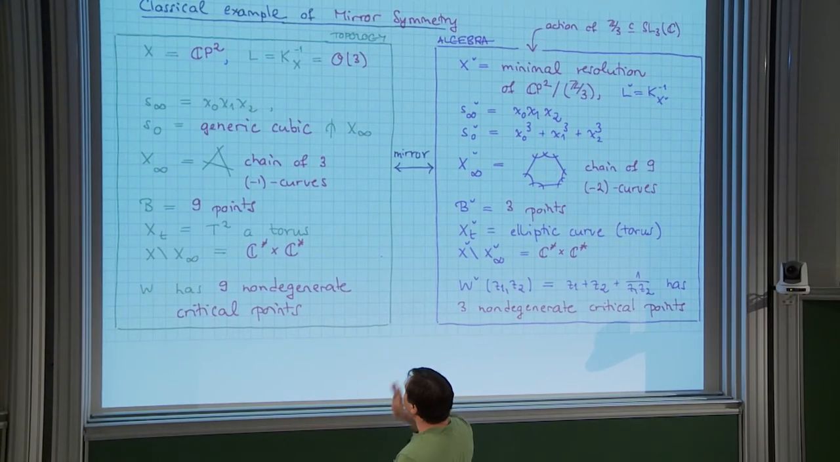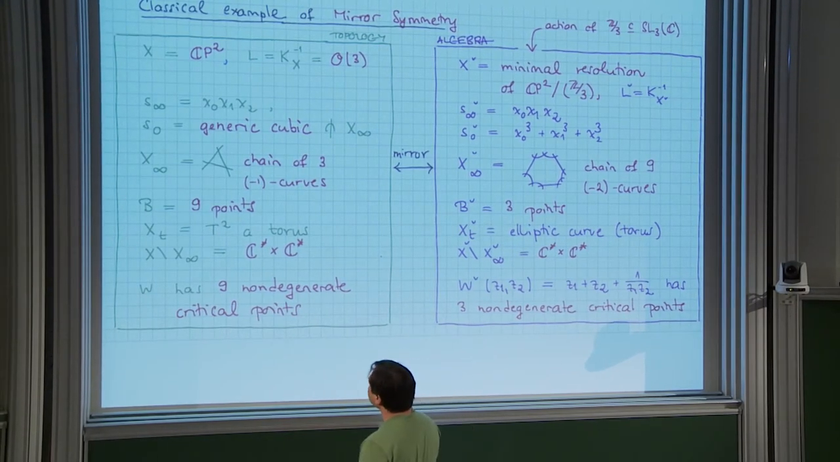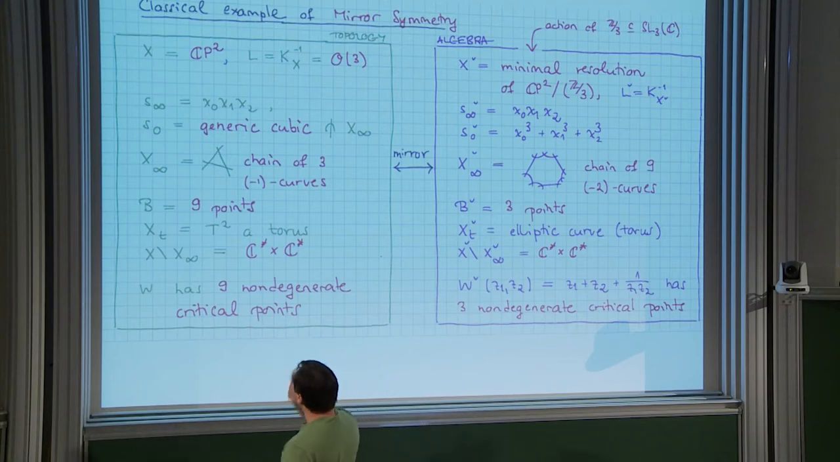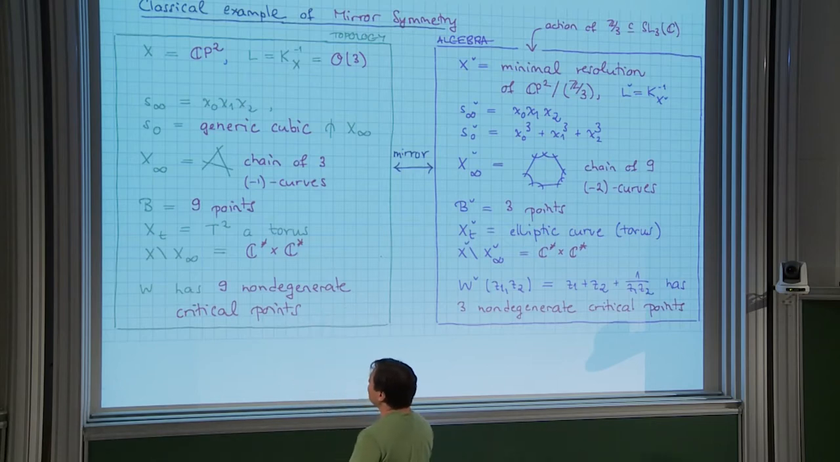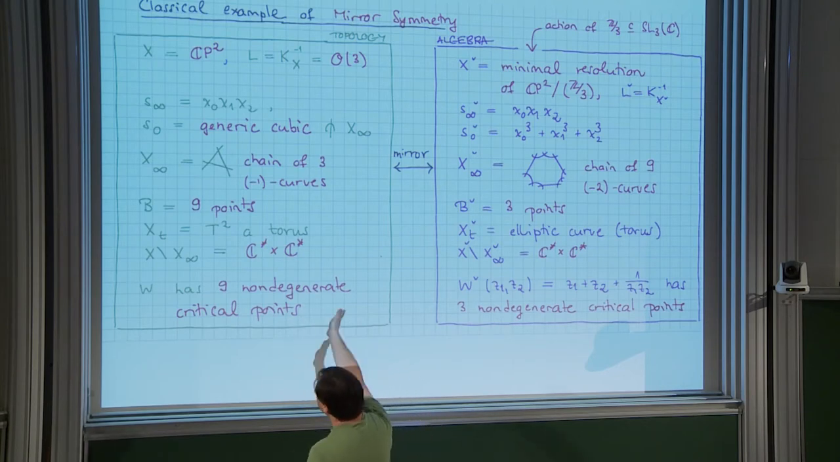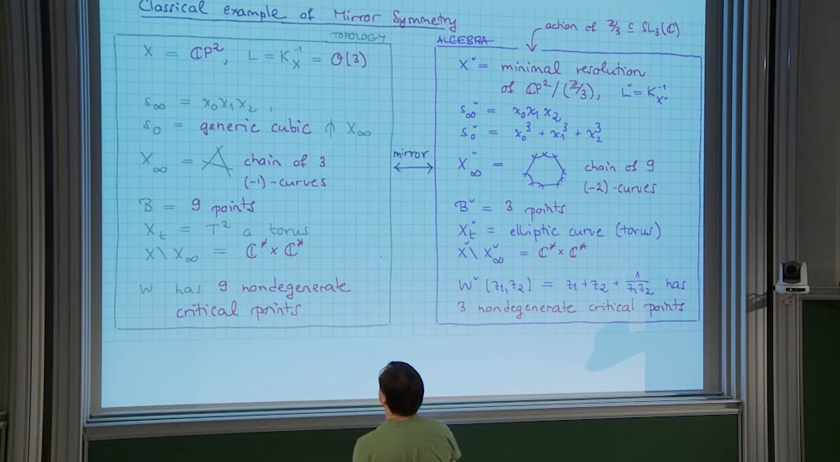S0 now I will choose generically, then it doesn't matter very much which one you choose. Okay, so the base locus of these things is 9 points, and the generic fiber is an elliptic curve, so since I'm thinking topologically, let me say it's a torus, and there are 9 critical points. In fact, if you remove the fiber at infinity, you just get the open torus, C star cross C star.